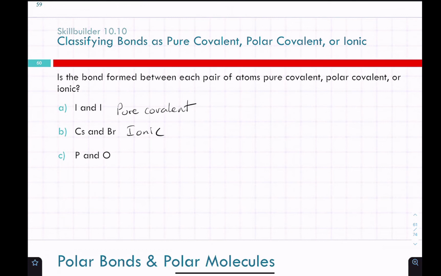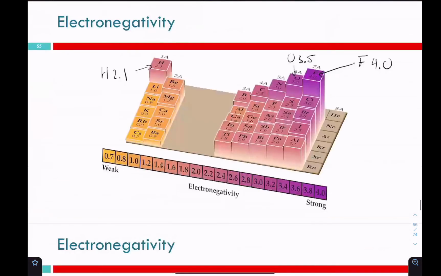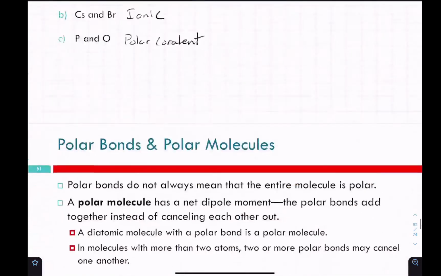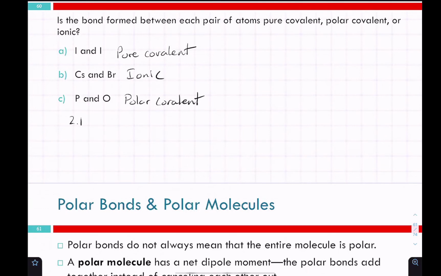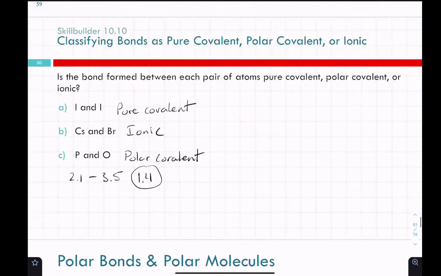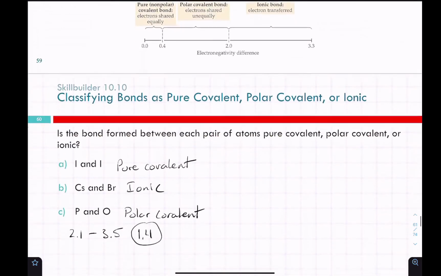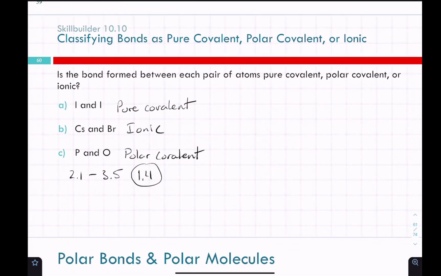Now the only remaining option is polar covalent. But we can also calculate it from this other chart. Oxygen's 3.5, phosphorus is 2.1. So the difference between those is 1.4. So if the difference in electronegativity is intermediate, so anywhere from 0.4 to 2, that's going to be a polar covalent bond. So they're still sharing electrons, but kind of unevenly.